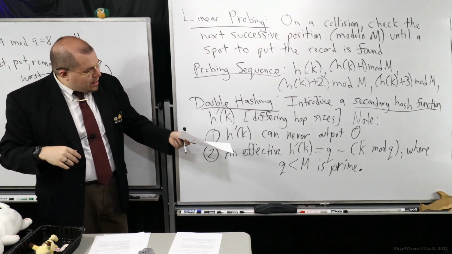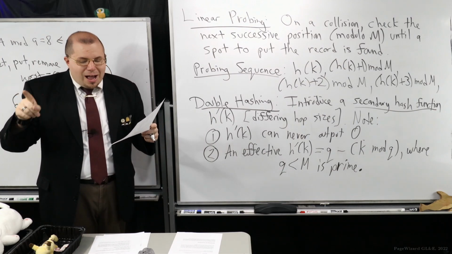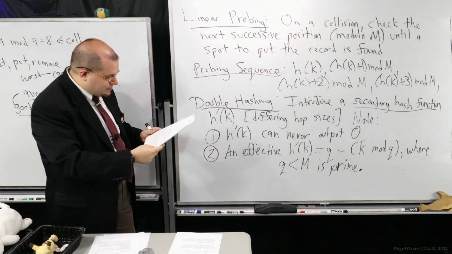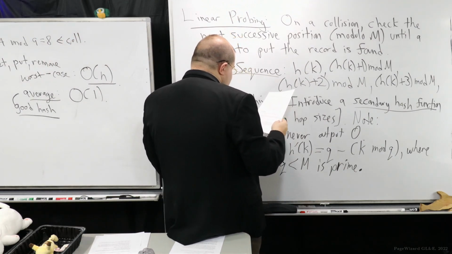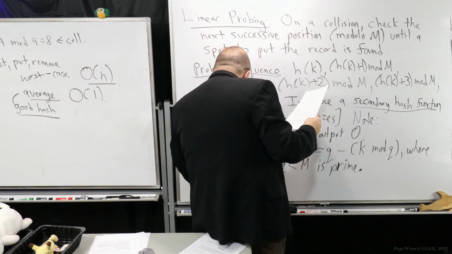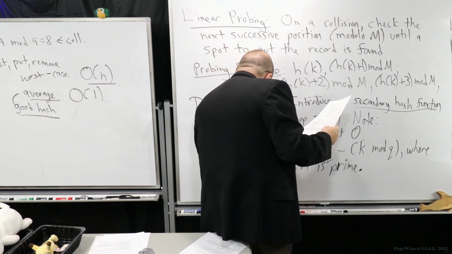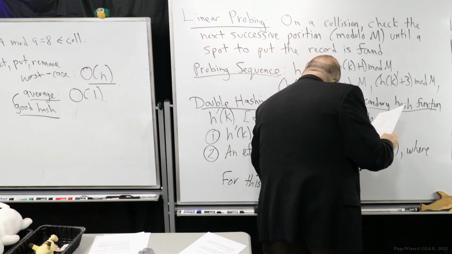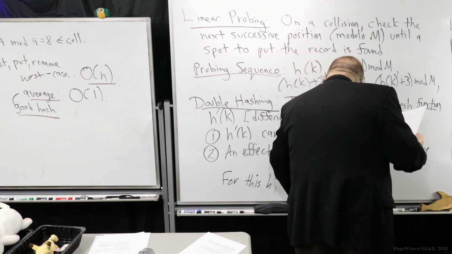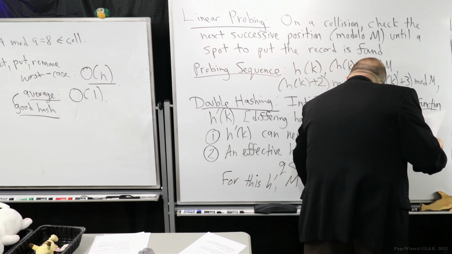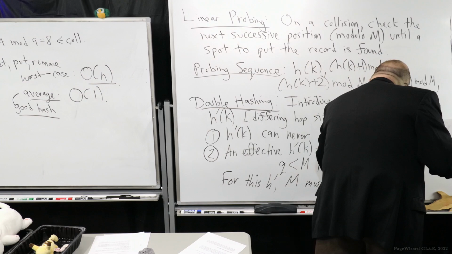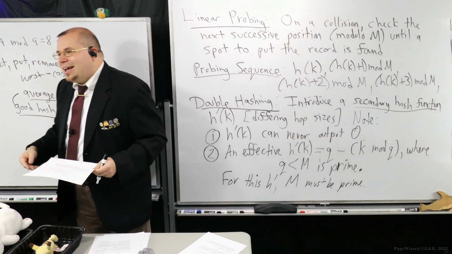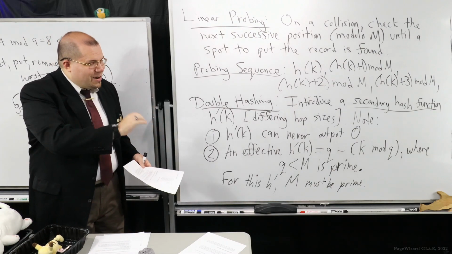But please note that I have one other very important thing I need to tell you about double hashing. It is that for this h prime, m, the table size, must be prime. That is key for this to work. I'll show you an example of where this all breaks down pretty soon.